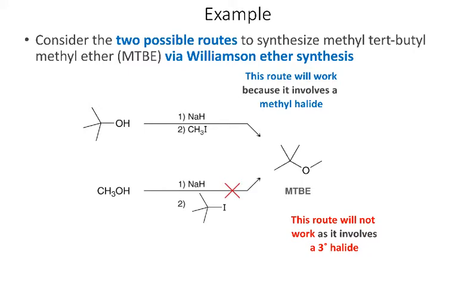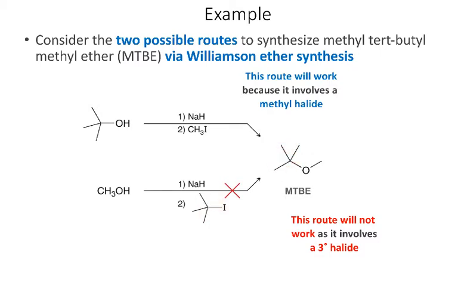Okay, so as an example, let's consider how we might make methyl tert butyl ether, or MTBE, using Williamson ether synthesis. So in the Williamson ether synthesis, I need an alcohol and an alkyl halide, right? And so we can imagine two different routes, right? I could use the alcohol with the tert butyl group, or I could use the alcohol with the methyl group. If I choose for the alcohol to have the tert butyl group, then the alkyl halide is going to contribute the methyl group. Alternatively, if the alcohol has the methyl group, then the alkyl halide has to have the tert butyl group.